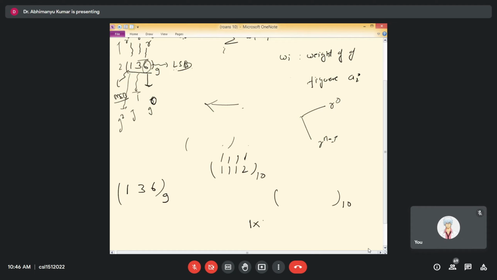So 1 into 6 plus, what is the next digit? 3. The 3 must be multiplied with its weight. What is the weight of 3? 9 to the power 1, that is 9. So 9 into 3 plus, what is the weight of this? 9 to the power 2, that is 81. So 81 into 1, right? And this expression will give you the equivalent decimal quantity. What is that?